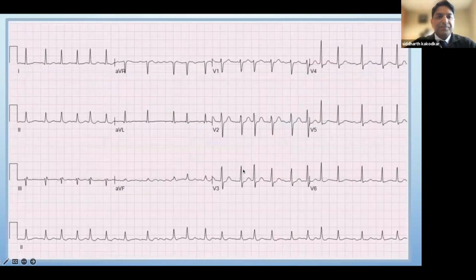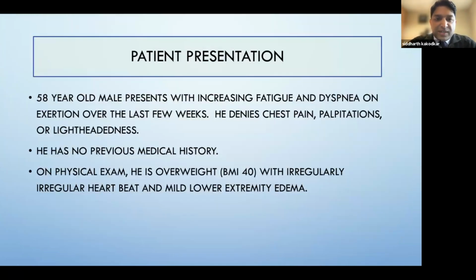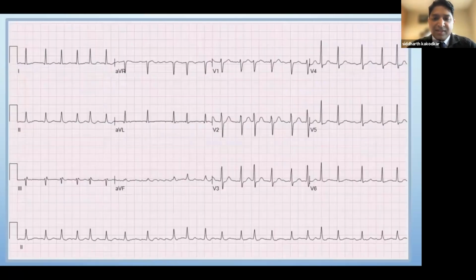All right. So usually we like to start with a patient presentation, try to give an example of the kind of patients we see every day. So here's a 50-year-old male with increasing fatigue and shortness of breath over the last few weeks, no other symptoms. And he's overweight and he presents with an irregular heartbeat and some mild lower extremity edema or swelling. This is what his EKG looks like, and you can see it's very irregular and fast.